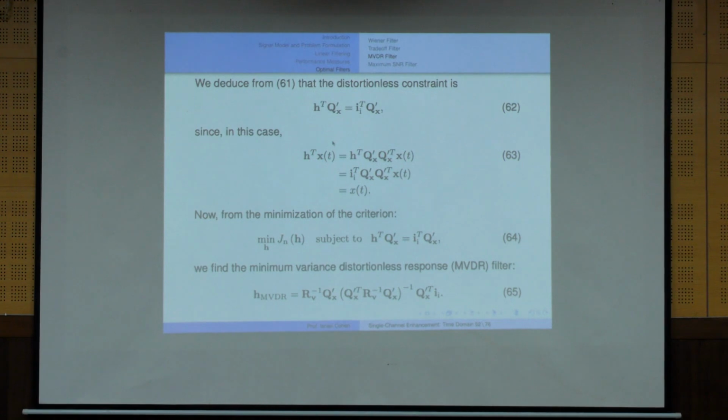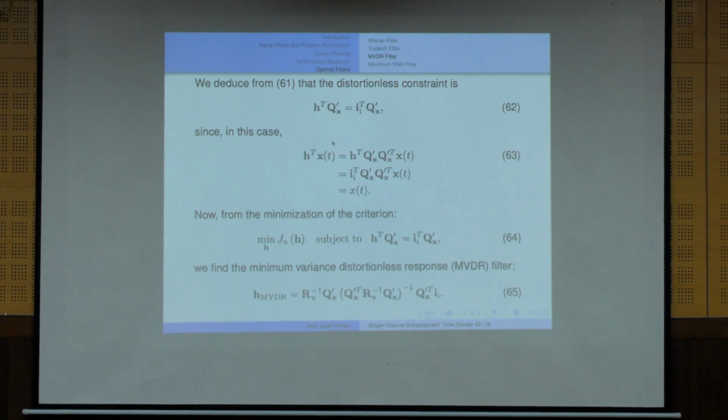So let's think about this vector. How many constraints do we have here, in equation 62? How many equations? This is a vector, right? What is the length of this vector? What is the size of this vector? No, not L, P. P, okay?